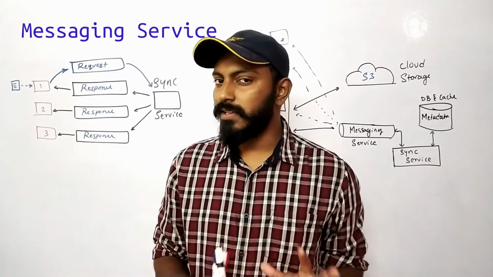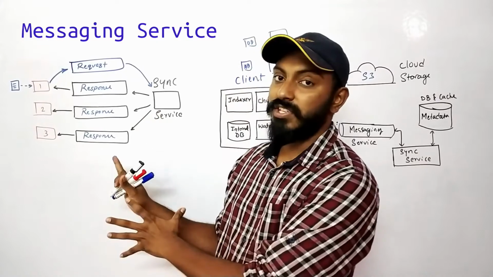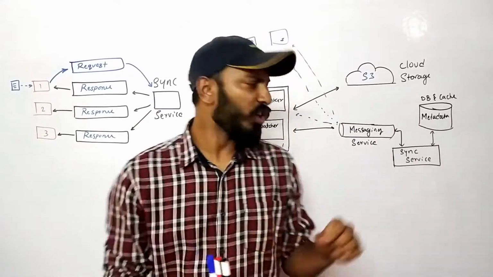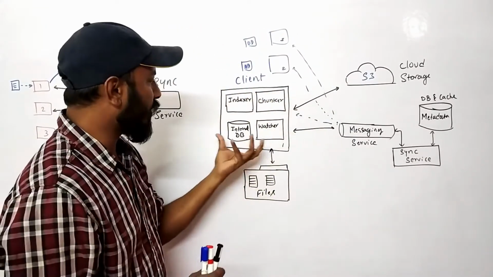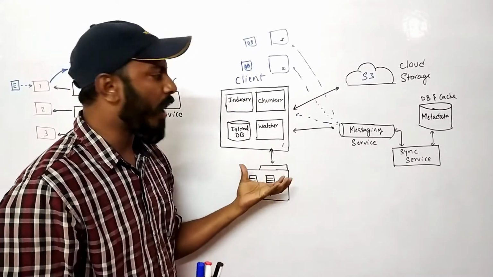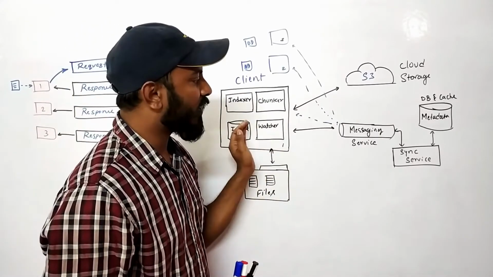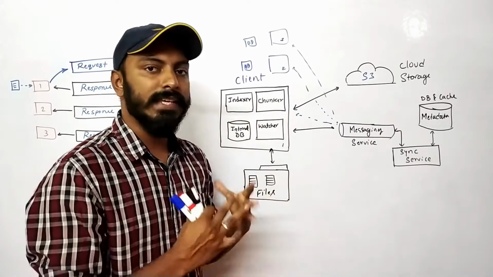So now let's learn about the messaging service. You might be thinking, why do we need a queue over here? Whenever we see that some file updates are happening, why can't we just talk to the sync services synchronously?